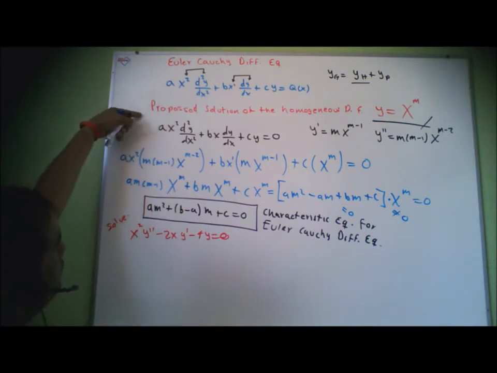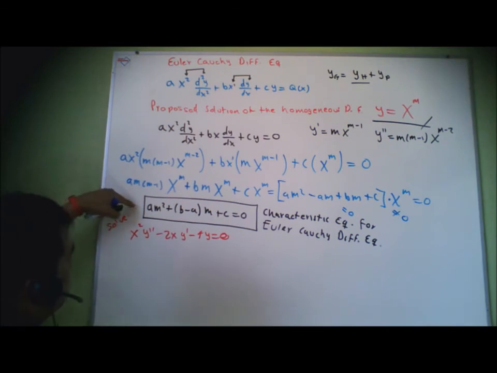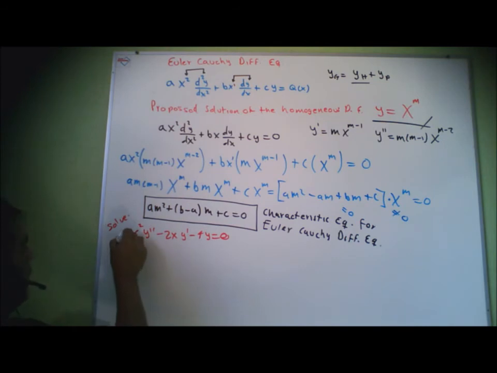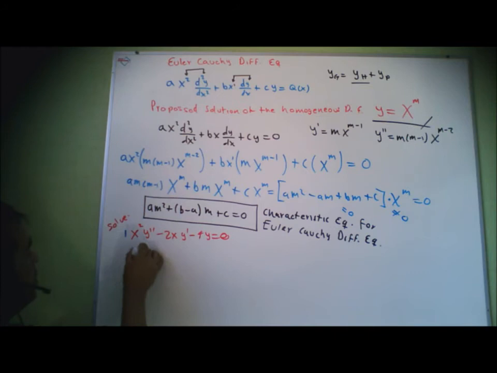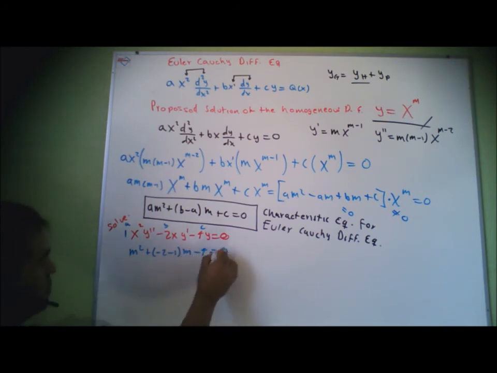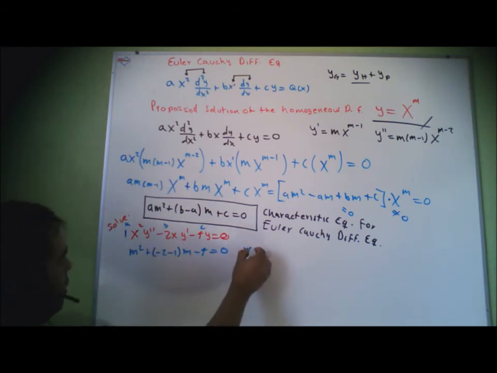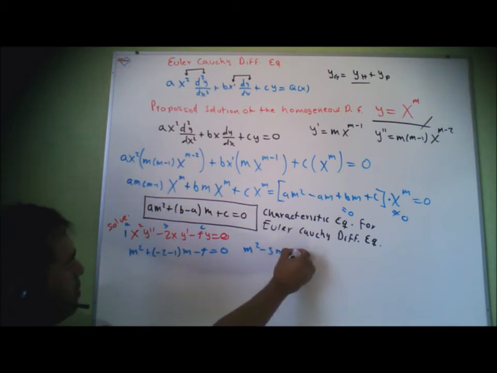Now you don't have to do this procedure, you can jump directly to the characteristic equation. Therefore, this is a equal to 1, this is minus 2, the b, and this is minus 4, the c. But you have to write b minus a, so be careful with that. m squared, the a is equal to 1, plus b minus a, minus 2 minus 1, so minus 3, and then minus 4 equal to 0. So this becomes m squared minus 3m minus 4 equal to 0.